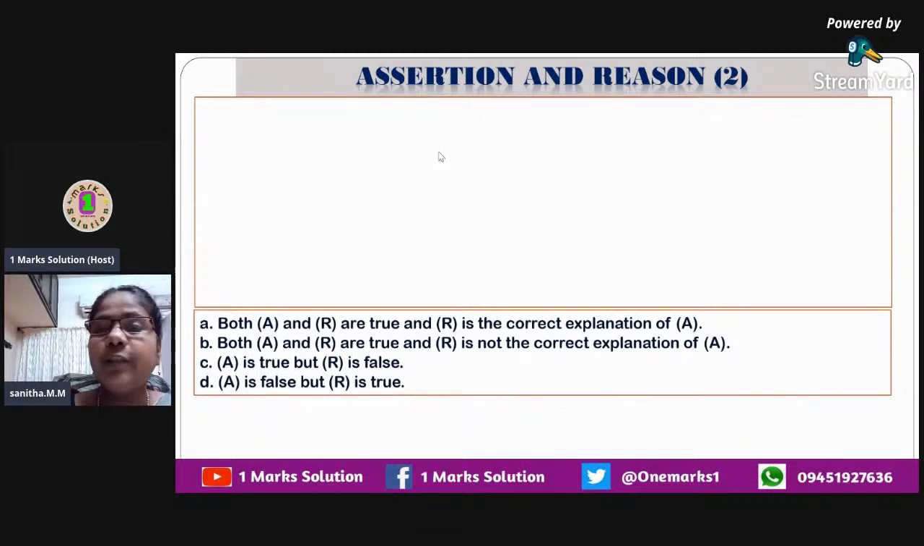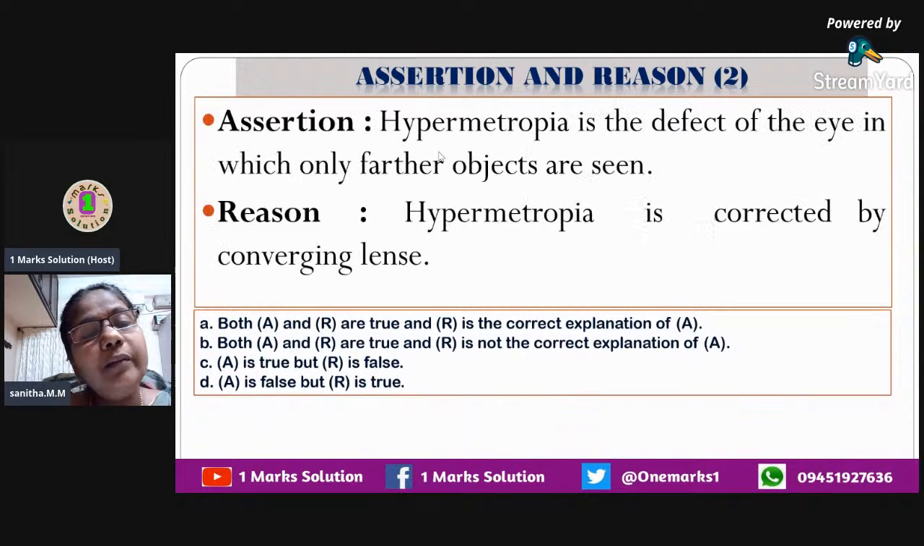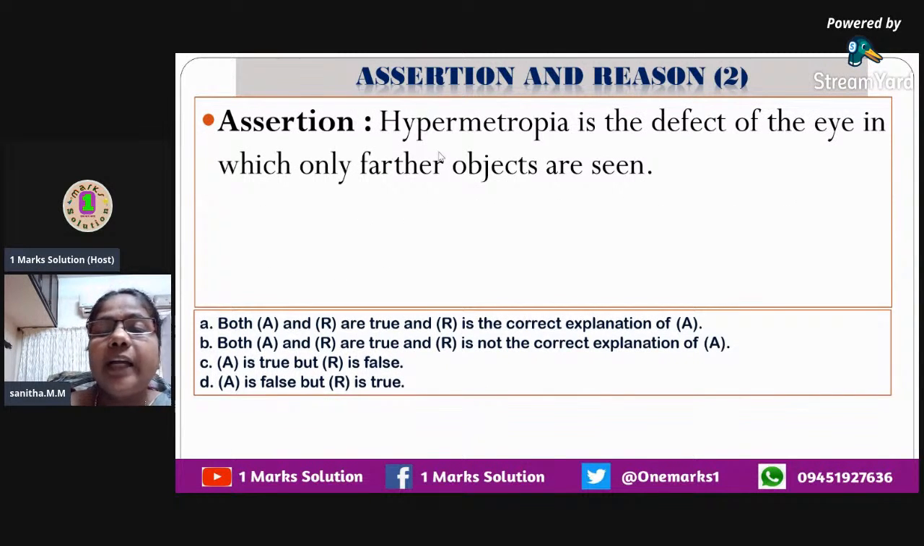Now we can go for the second one. Hypermetropia is a defect of the eye. So many defects are there, isn't it? Myopia, that means short sight, long sight, like that. Usually hypermetropia will be for old age people. Very rarely it will come for young people.